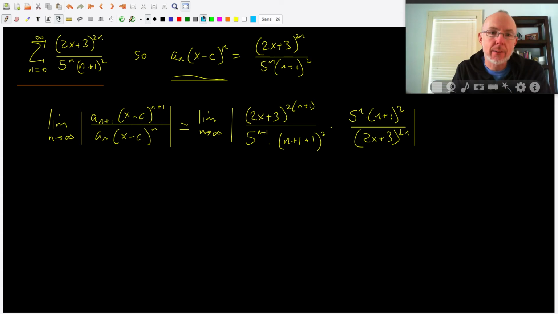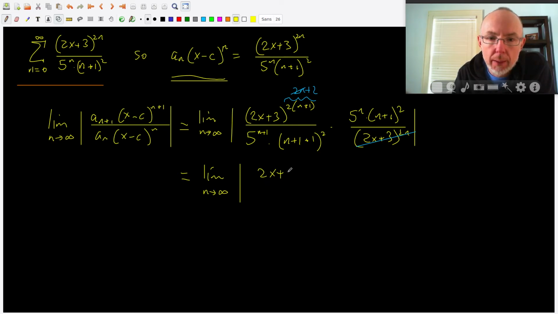And now we do the cancellation. The ratio test always works in the same general way. I'm going to cancel a bunch of stuff here, so we're still going to be left with the limit. But when we do the cancellation, you can see that this is 2n plus 2, and I've got 2n down there, so all of that is going to cancel with the 2n, and it's going to leave 2 of them. So we're going to have 2x plus 3 all squared, because there's still 2 left.